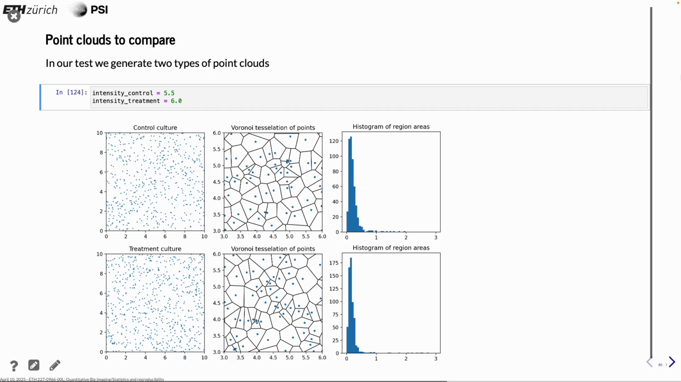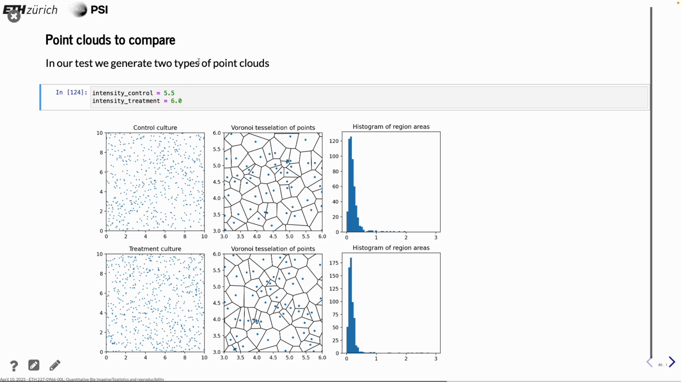So good. And then we got these point clouds. I showed them last week. And here we have 2 clouds. I set them to have 5.5 intensity in the control and 6.0 in the treatment.